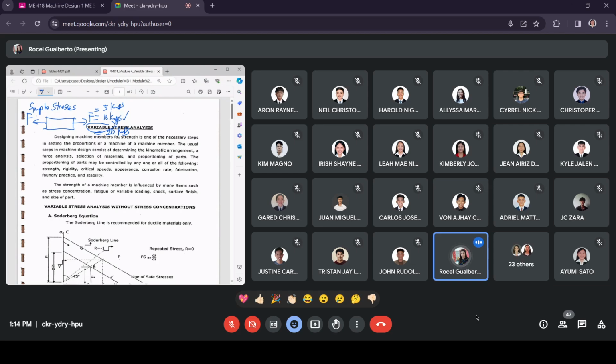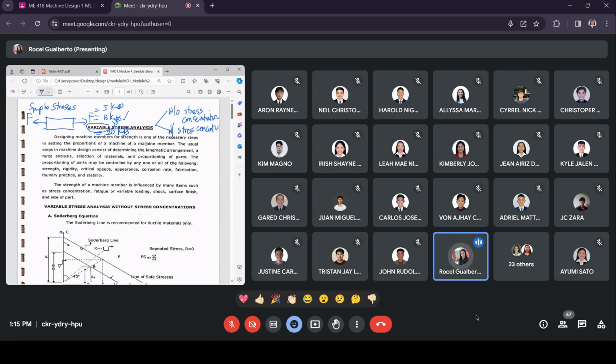For this topic under variable stresses, we'll have two analyses. One would be without stress concentration, and the other one would be with stress concentration. How do the two differ? Say for example, this is our machine member, and on the cross section of the member you cannot see any surface discontinuity. That is without stress concentration.